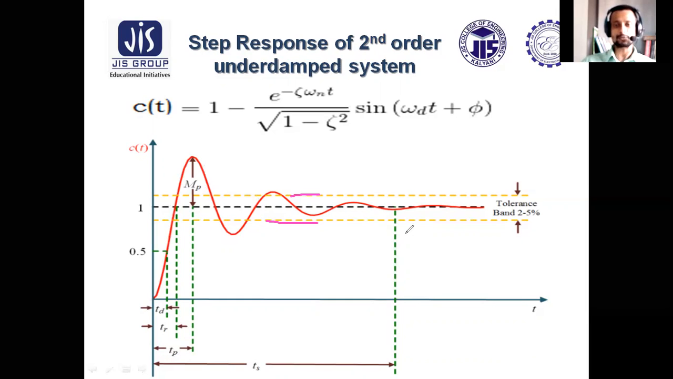In some cases, plus minus 5% tolerance is also acceptable. So that depends on the application of the system. If a system needs more accuracy, then 2% tolerance will be considered, and if a system needs less accuracy, then 5% tolerance could also be fine.